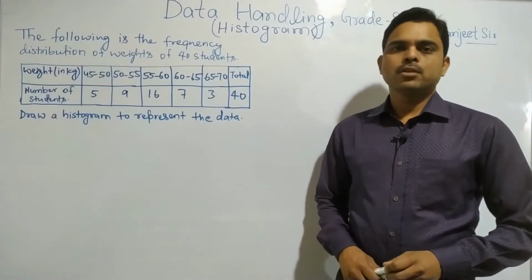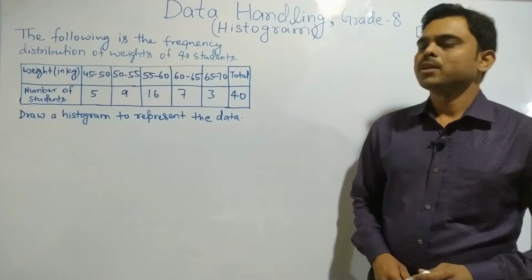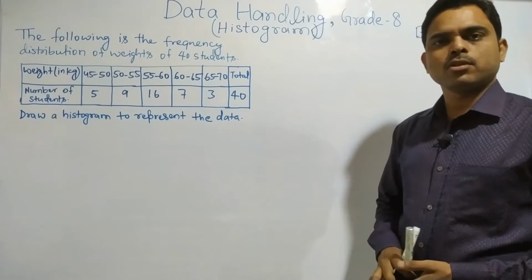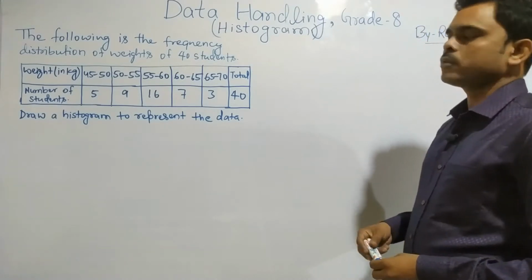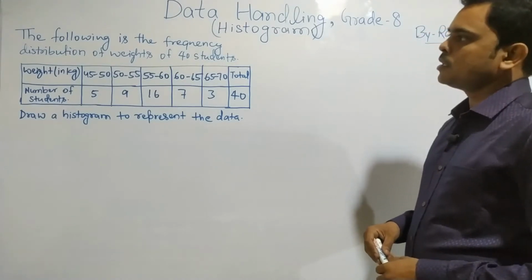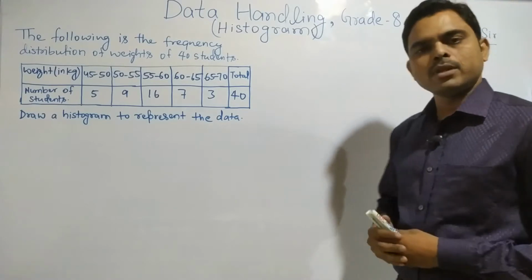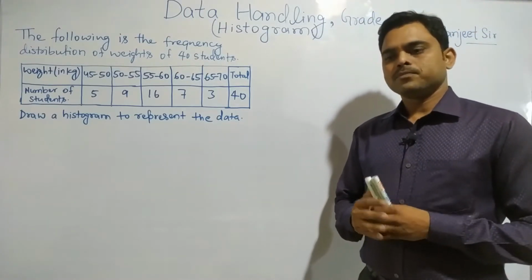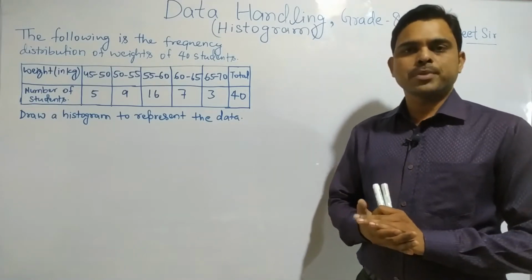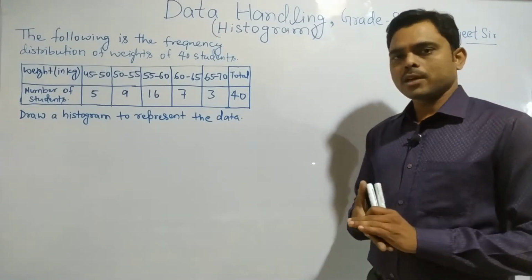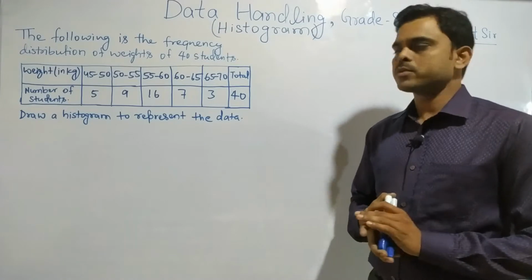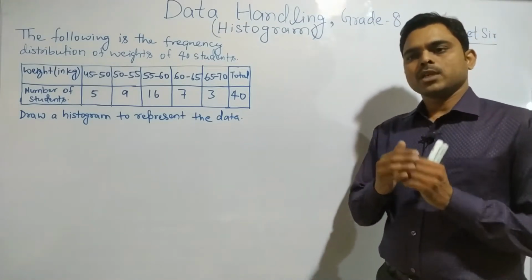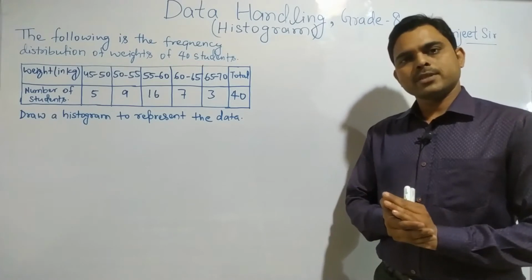Once again, I'm here with a new topic, and this time we are going to learn how to make a histogram. This is also another topic of data handling, and in this, first of all, we'll try to know what a histogram is. Of course, this is another way of graphical representation of data. What kind of difference is there between a histogram and a bar graph?